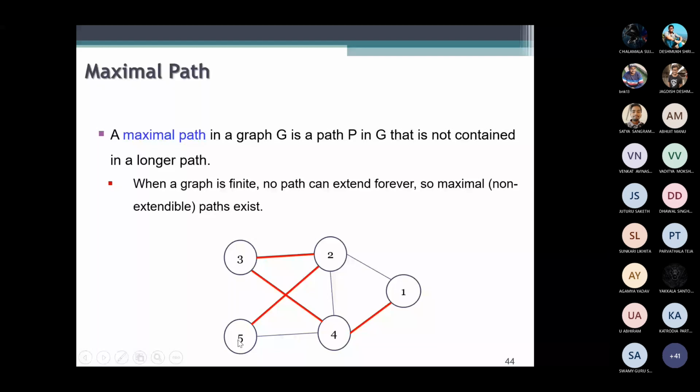You cannot extend it, because if you try to extend it, it will again reach some vertex in the graph itself. Okay. So here, for example, 1 4 4 3 3 2 2 5. This is another maximal path. Okay.